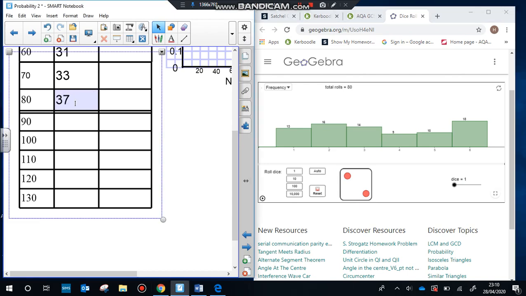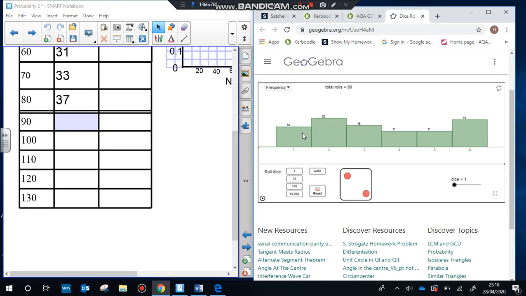And another 10, we've got 14 and 15, which is 29, plus 11 is 40. And then we've got 17 and 17, which is 34. Add this one is 46.